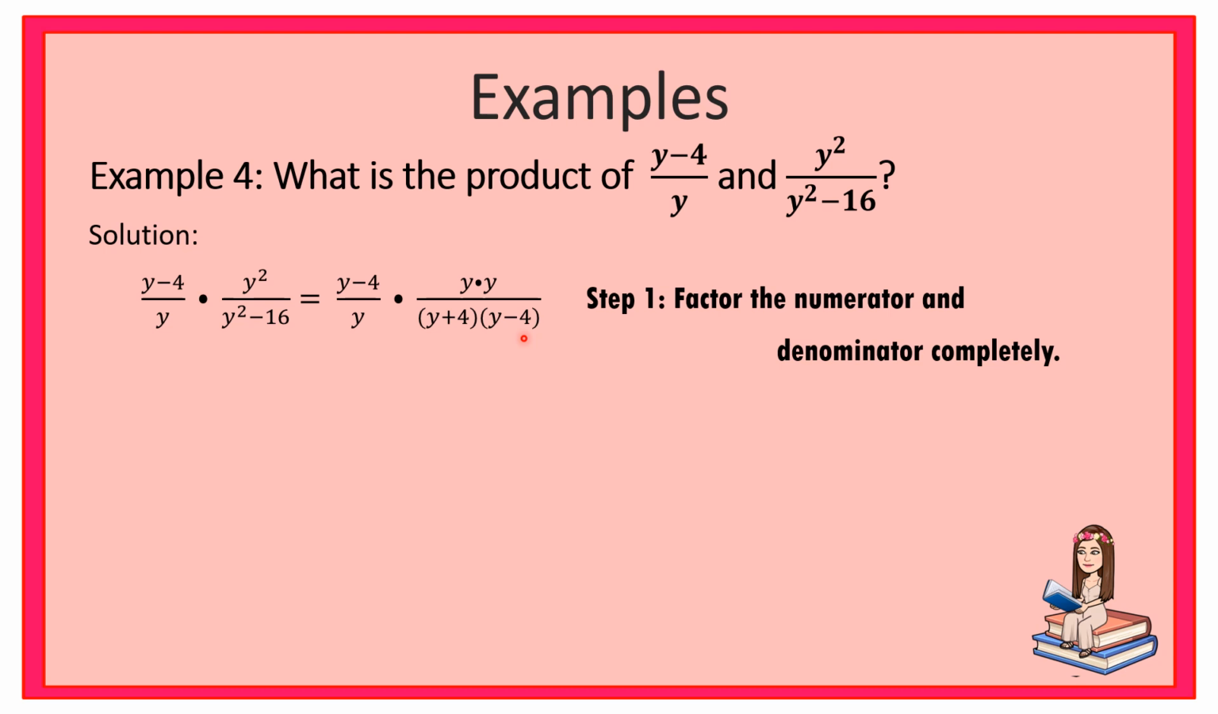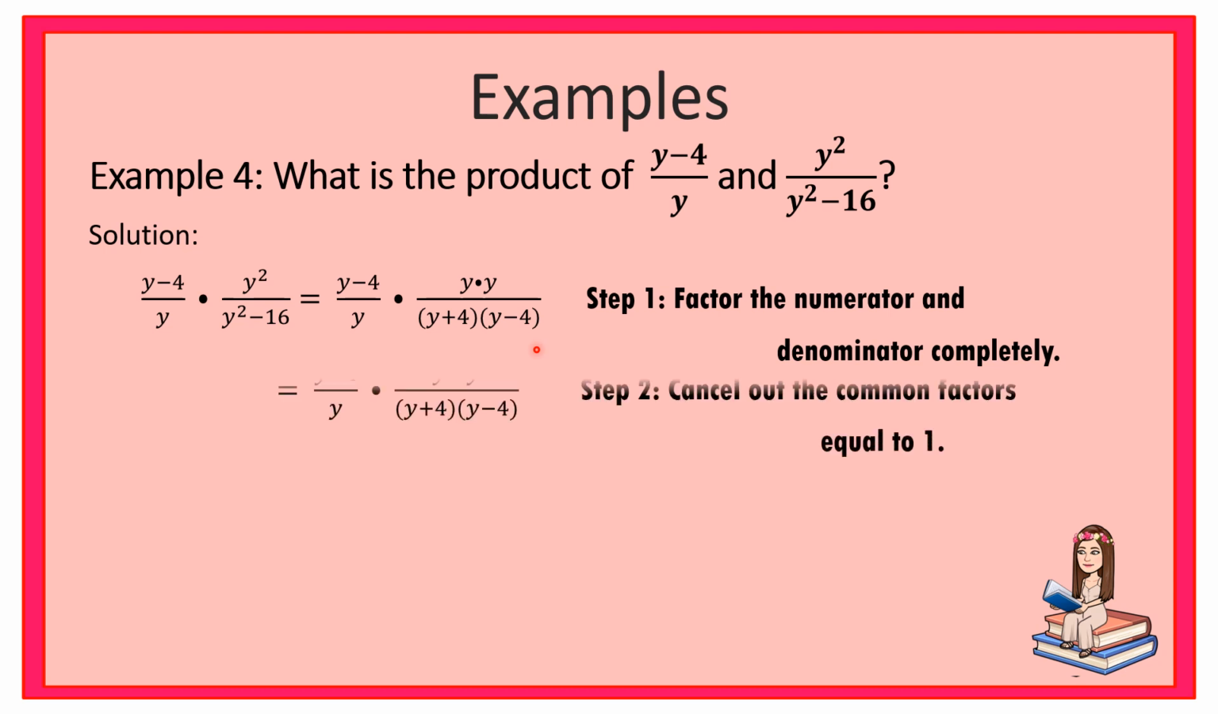Bakit? Recall natin yung ating lesson previously, the difference of two squares. Both are perfect square and this is a minus. So, the square root of y squared is y. And the square root of 16 is 4. So, kapag ganyan, di ba ang rule natin, isang plus at isang minus. So, ito na yung factored form niya.